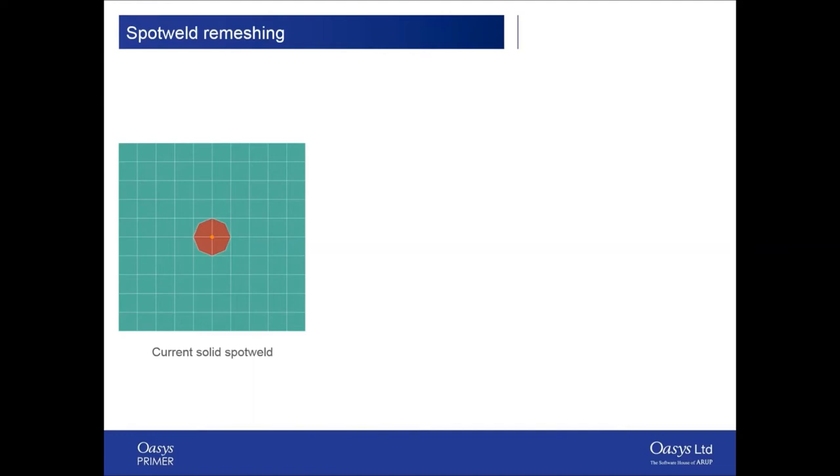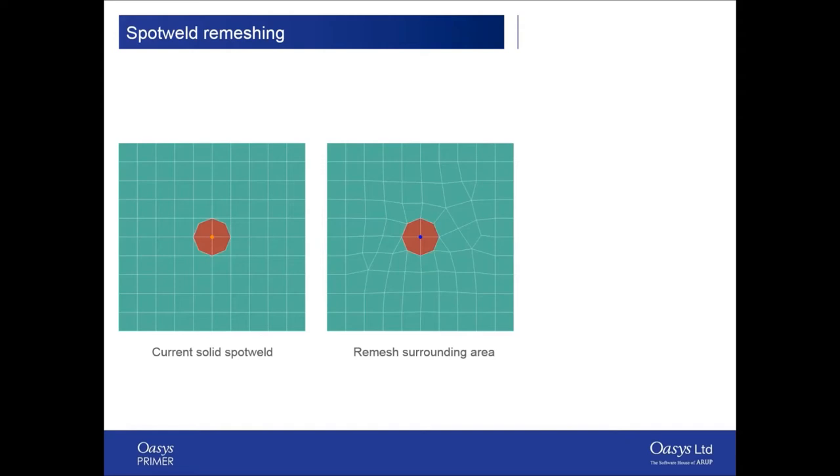Now moving on, spot weld remeshing. So in version 13, if you're creating, say, a solid spot weld like the one on the screen, that's a mesh independent spot weld, it projects the nodes to the surface, and then you create a tied contact to tie that onto the surface. What we've done in version 14 is to have the option to remesh locally the surrounding area, the panels that are being joined together, so that the spot weld is meshed in.